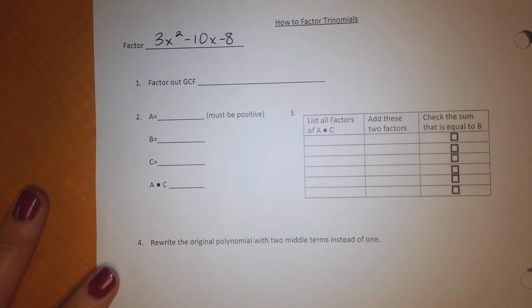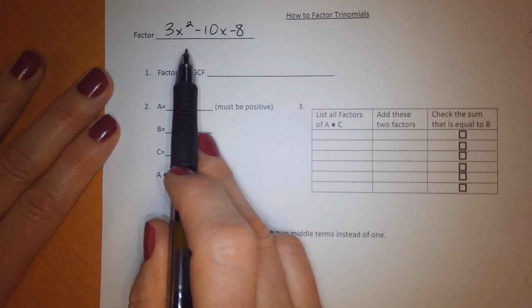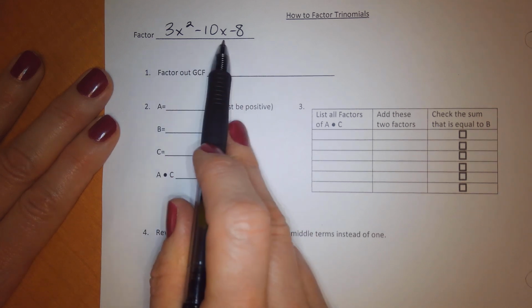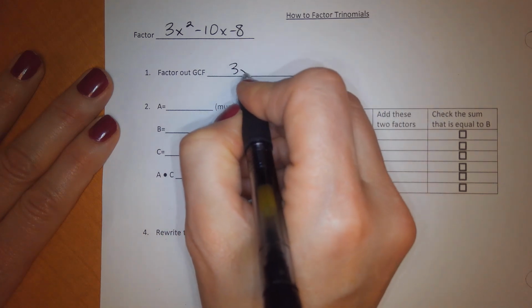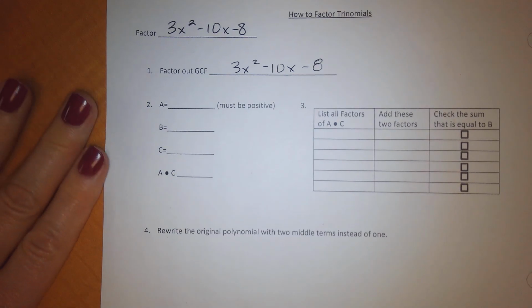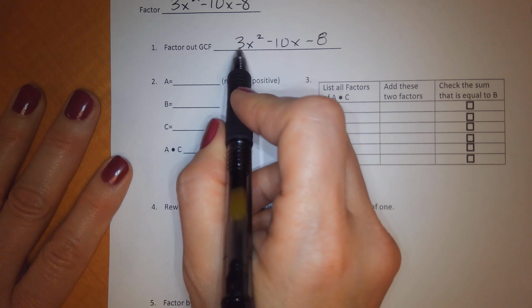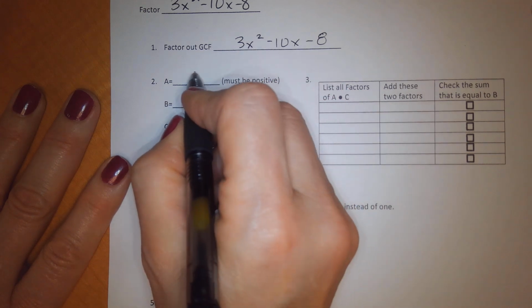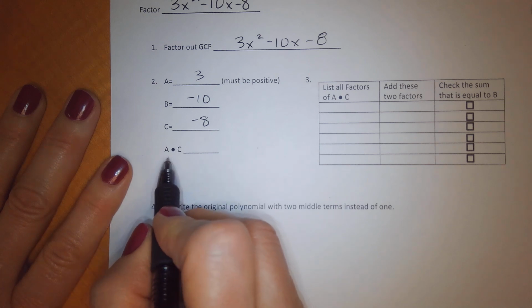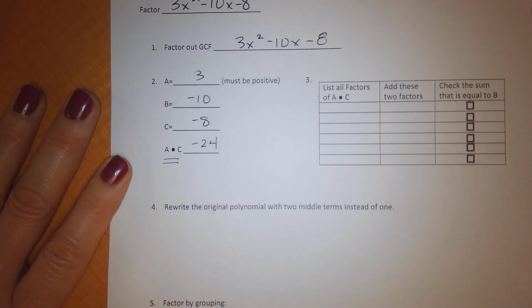So what I'm going to do is use this method here. First thing you always want to do is factor out a greatest common factor if you have one. Now these three terms don't have one, so I'm just going to rewrite what I started with, but always try to factor out that common factor first. The next step is to write out what a, b, and c are. In this case, a, b, and c are 3, negative 10, and negative 8. Then calculate what is a times c. A times c is negative 24.